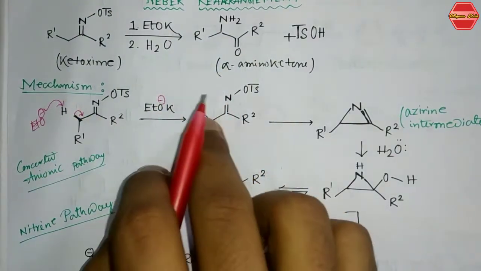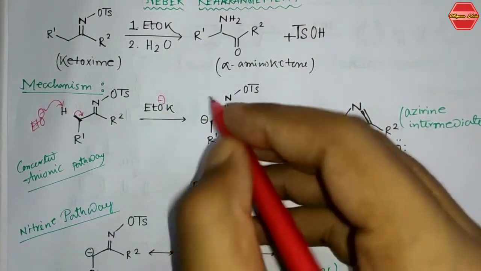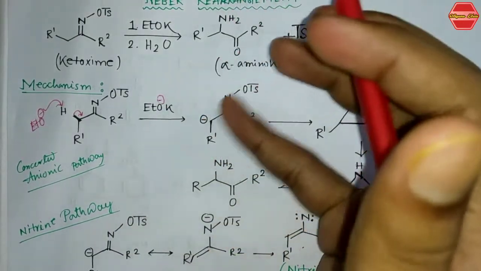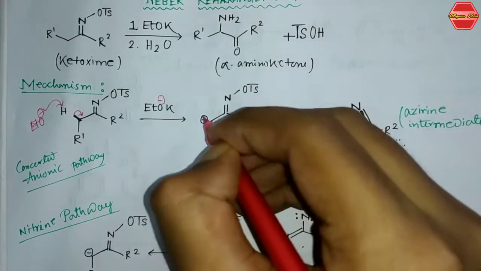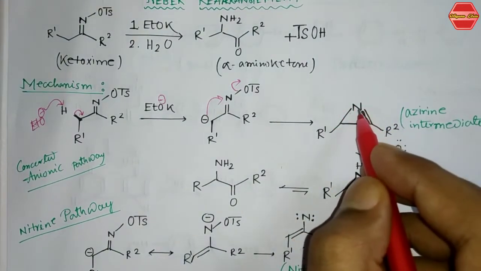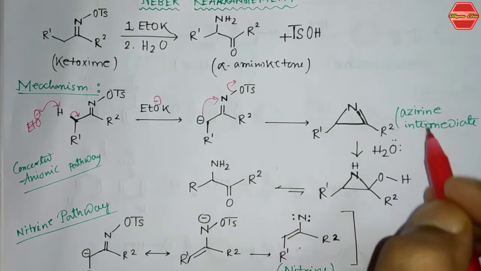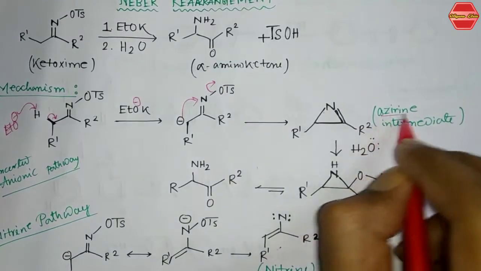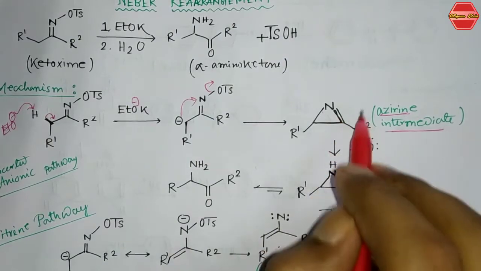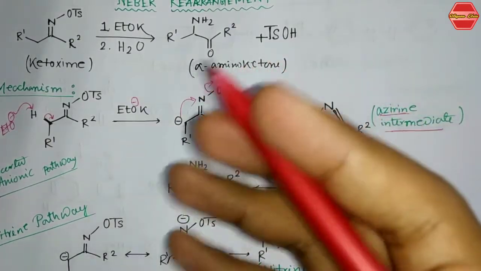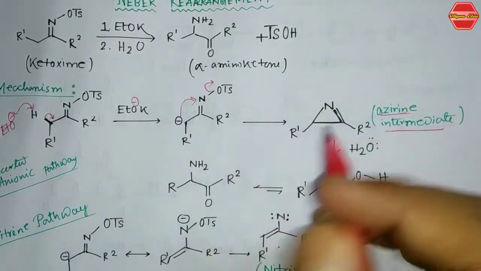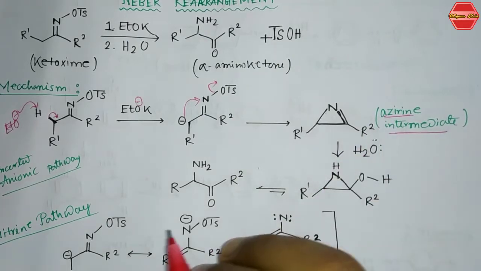So you have this negative charge in this position. Now this negative charge can attack this nitrogen center, and OTs, we all know, is a very good leaving group, so it can leave in this way, so that you get this 3-membered ring, which is basically called the azirine intermediate. So as you can see here, that is your azirine intermediate. Now this intermediate is similar for both mechanisms, whether we are discussing the concerted anionic pathway or the nitrene pathway. So for both of them the azirine intermediate is the same.